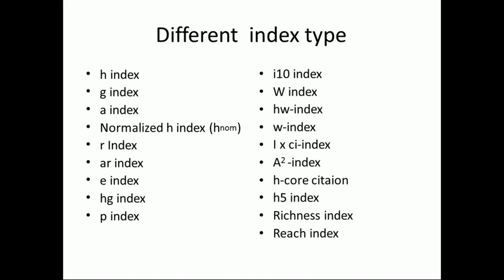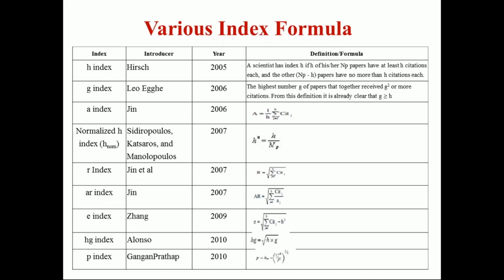H5 index is for the last 5 years. All of these depend upon the H factor, richness index and reach index. All the indexes depend upon the H index or some other factors related to the H index. Therefore, the other two indexes started coming up. That we will also see a little bit later on. For each one, there is a formula.